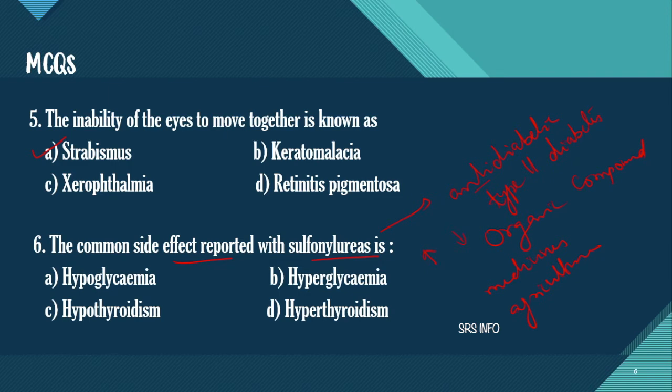The excessive decrease of the blood glucose level will lead to hypoglycemia. So this is the common side effect reported with sulfonylurea. It is used as an anti-hyperglycemic agent. Hyperglycemia is the increase of blood sugar level, so sulfonylurea is used to treat hyperglycemia. The side effect of sulfonylurea is hypoglycemia, that is, decreased sugar level in our blood.